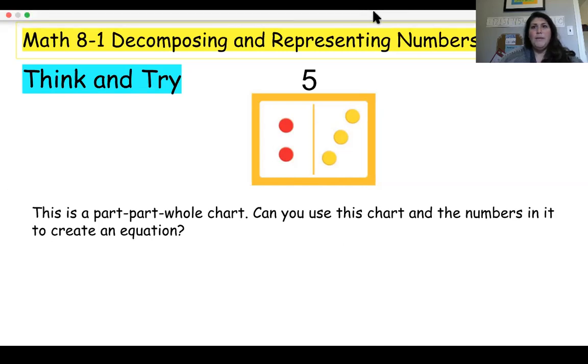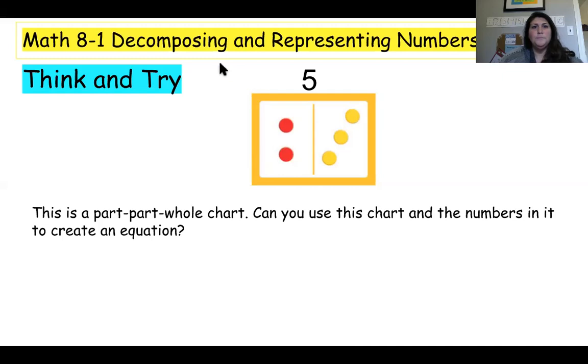All right, so let me show you a little bit about how I might go about this. So I am going to do my part. I'm going to take these numbers for my part whole chart. So I know right away I see 2, and then I see 3. Those are the two parts, and then the whole is 5. So I could do 2 plus 3 is 5. There are a lot of other ways to look at this too.